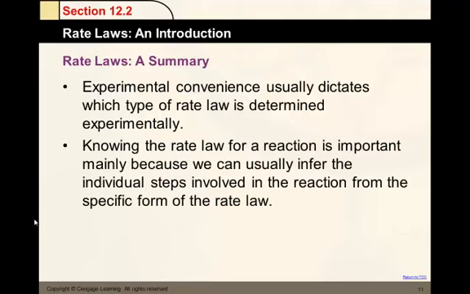Knowing the rate law for a reaction is important, mainly because we can usually infer the individual steps involved in the reaction from the specific form of the rate law. Remember, there is a certain series of steps that a reaction has to go through to form products. We call that a mechanism. So if we know something about the rate law, then we can infer something about the mechanism of that particular reaction.